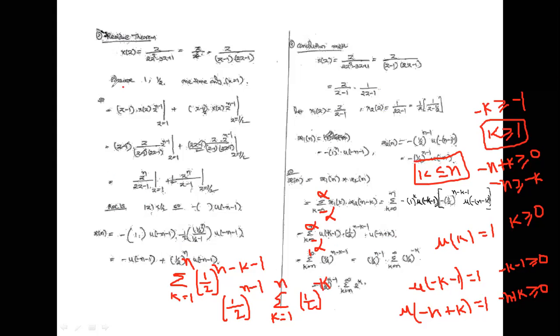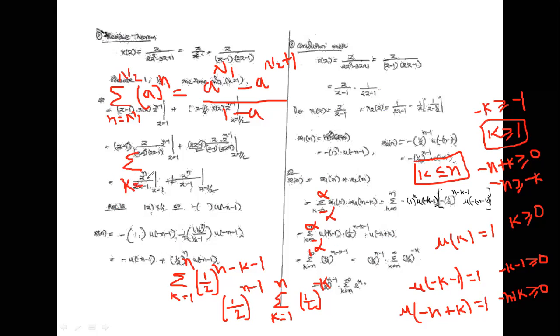We know the formula: the sum of a^n from n equal to n1 to n2 is equal to (a^n1 minus a^(n2+1)) divided by (1 minus a). Got it, my dear students? Now the sum of (1/2)^k from 1 to n. What is the a here? 1/2. What is n1? 1. What is n2? n, plus 1, whole divided by 1 minus 1/2.